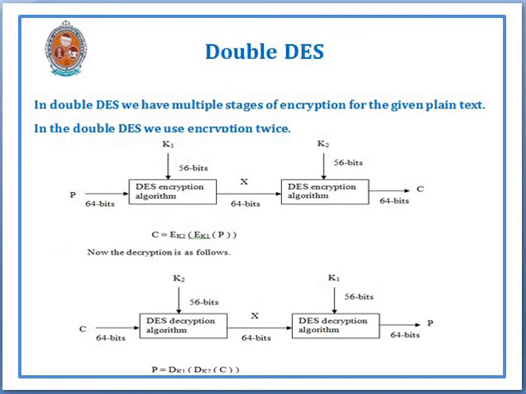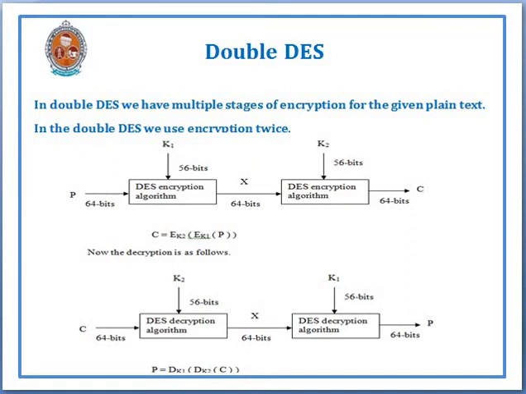Now coming to double DES. In the double DES algorithm we have multiple stages of encryption for the given plaintext. In double DES we use encryption twice. That is, first we take the plain message P of 64 bits. It is encrypted using the DES algorithm with K1 to produce the output X. And this X is again encrypted using some other key K2 to get the ciphertext C, which is of 64 bits. In this way, the plaintext undergoes two encryption processes to get the ciphertext.